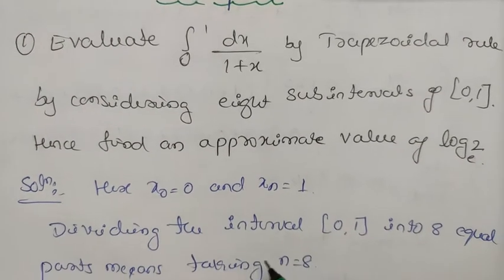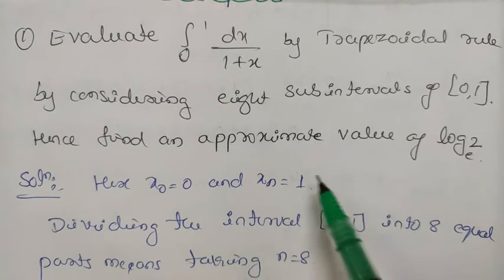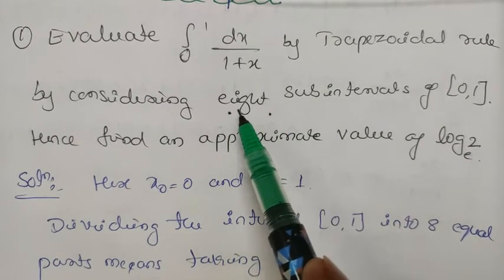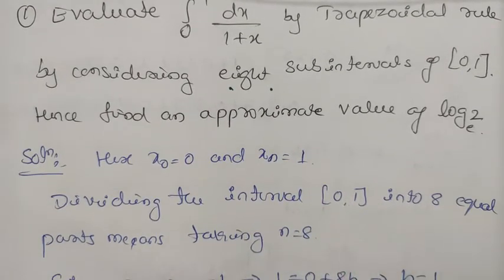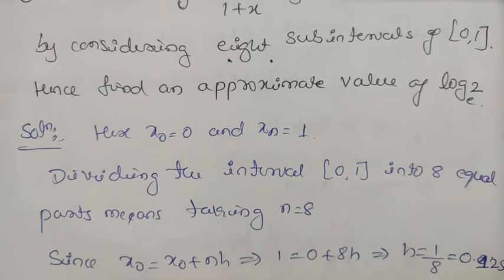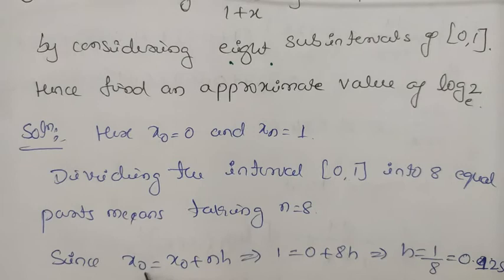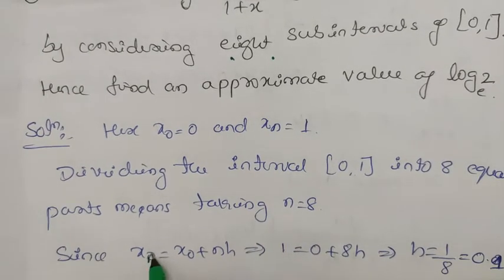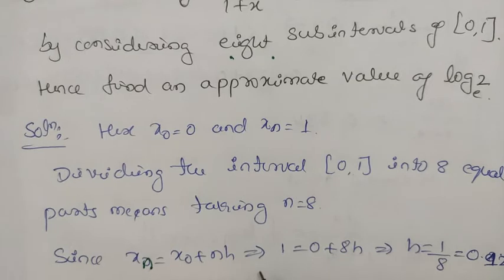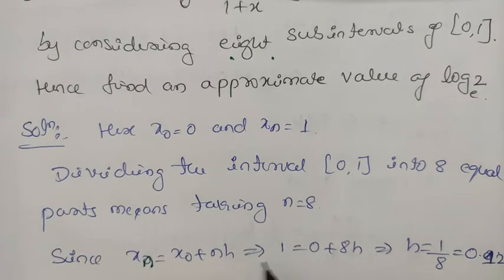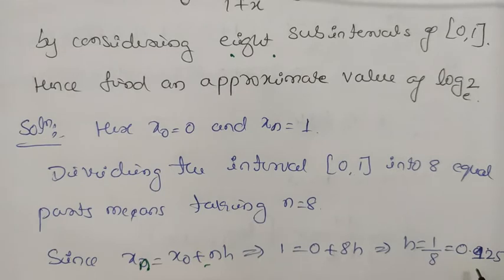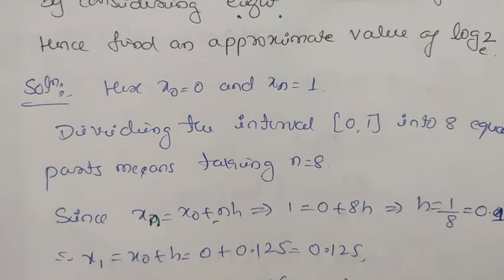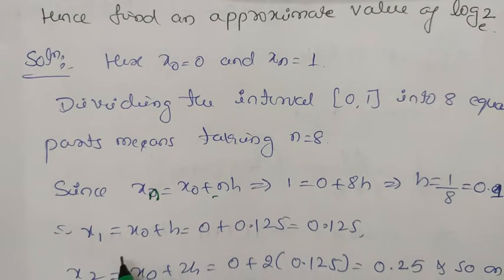Now you have to divide this interval 0 to 1 into 8 subintervals, as given here. So taking n equals 8. We know xn equals x0 plus nh, and this implies xn is 1, equals x0 is 0 plus 8h. This implies h is equal to 1 by 8, so it is 0.125.